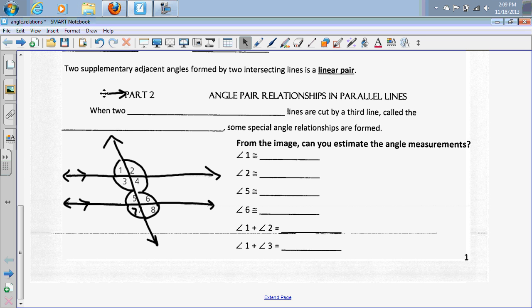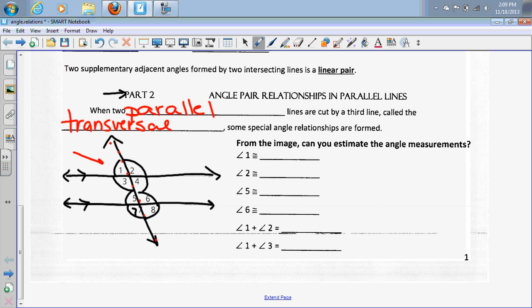Okay, so we have two parallel lines, and they are cut by a third line. I just told you that this red dotted black line is called a transversal. There are some special angle relationships that are formed. Before we get to that video, let's just look at this.